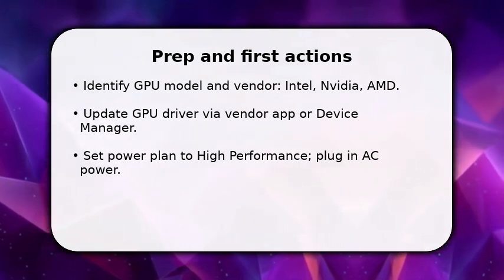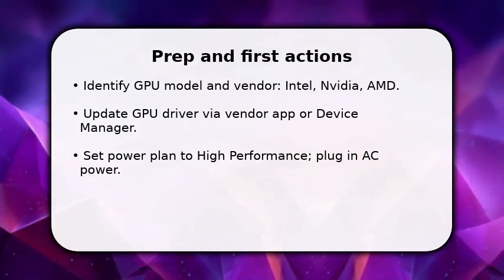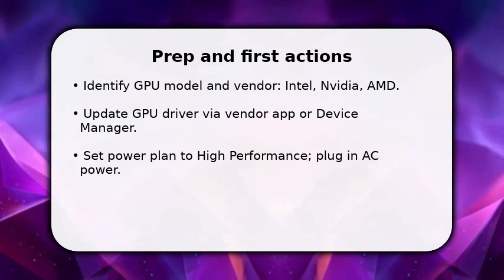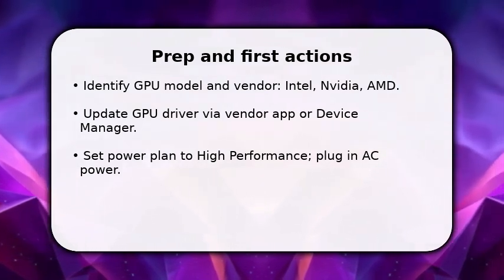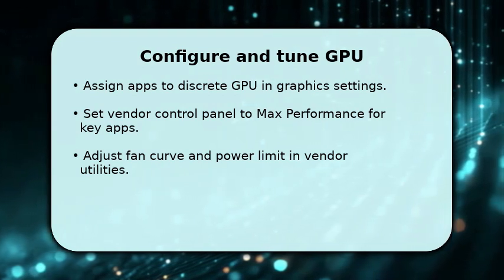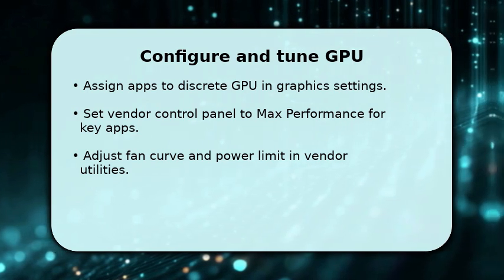That prevents throttling. Then open the vendor control panel to check basic device status and available discrete versus integrated GPU options. Next, you assign specific applications to use the discrete GPU through Windows graphics settings or the vendor control panel, so demanding apps actually use the more powerful chip.